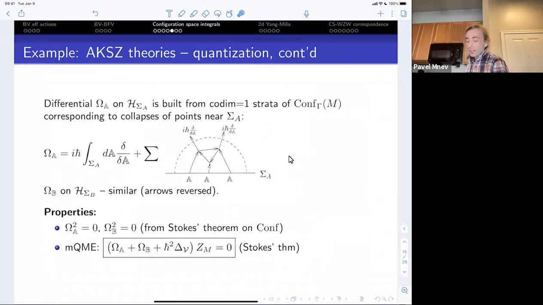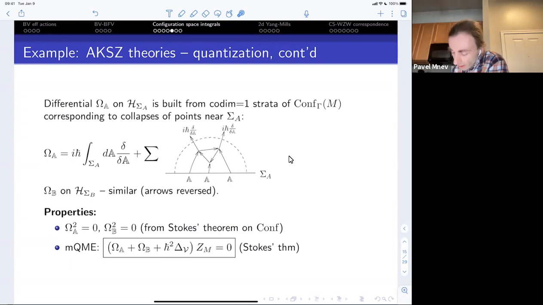Okay, so now I explained what the partition function is. I want to say what the differentials are, these quantum BV operators on the spaces of states. So they are built from codimension 1 boundaries, from codimension 1 strata of the configuration spaces of points on M, corresponding to a collapse of a subgraph near a point on the boundary.